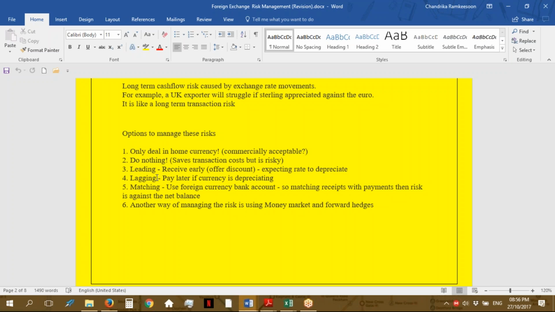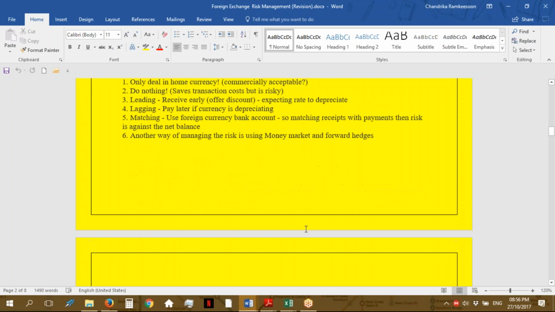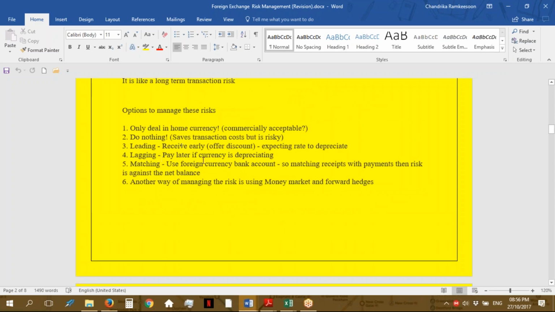Matching, which is something you need to know how to do. Okay, matching receipts with payments. Now it's called netting also, and there are two types of netting you need to know about: simple netting, which we see here, and multilateral netting, which, if the examiner has to bring it, more than likely he'll bring that. Okay. And of course, another way, money and forward, which is what we look at. So really the bona fide hedging techniques covered in this handout are these two here.